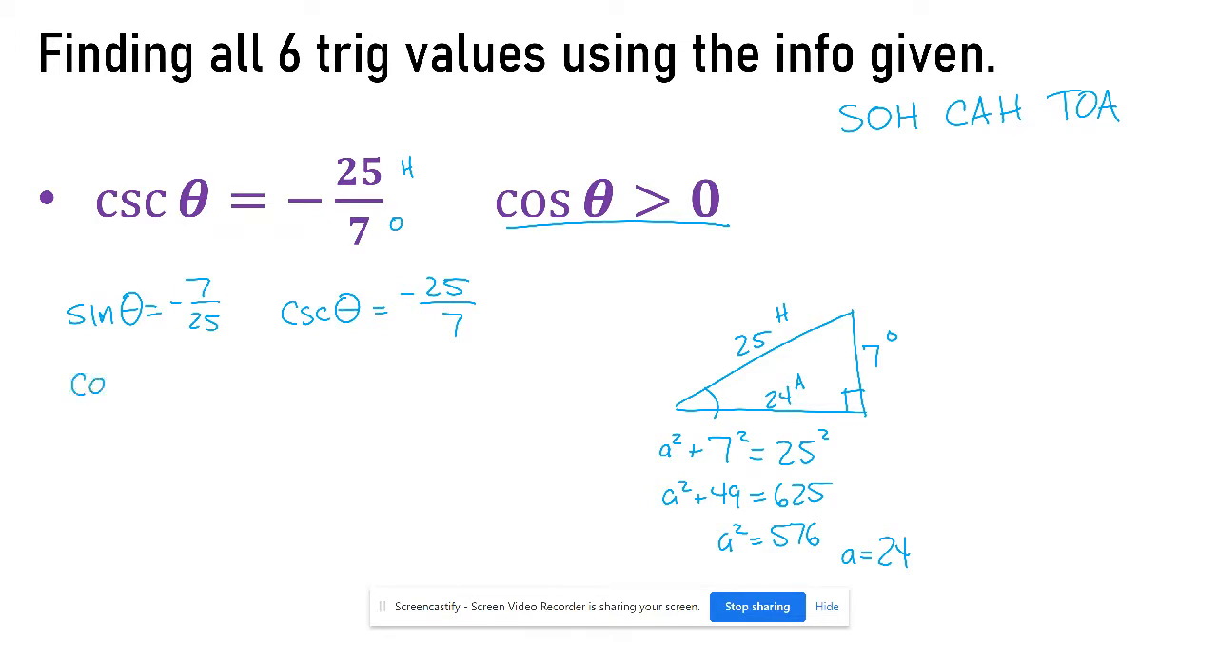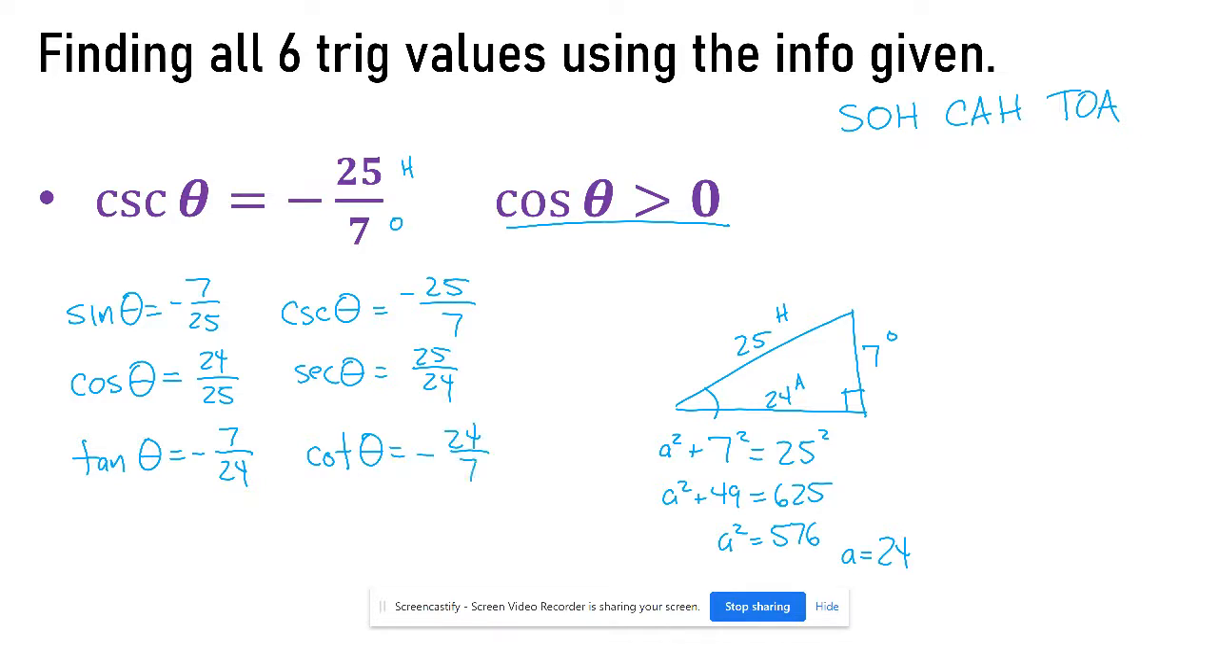So let's go ahead and get that down. Cosine of theta is adjacent over hypotenuse, so 24 over 25, and it has to be positive. We're told that it's positive. And so secant, also positive. We're just going to flip it. So now for tangent, if I have a negative sine and a positive cosine, I have one of each. A negative divided by a positive is going to give me a negative. So my tangent will have to be negative. Tangent is opposite over adjacent, so 7 over 24. And then cotangent, it also has to be negative, and we flip it.